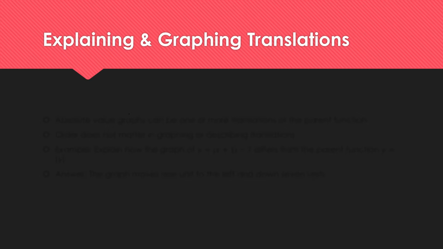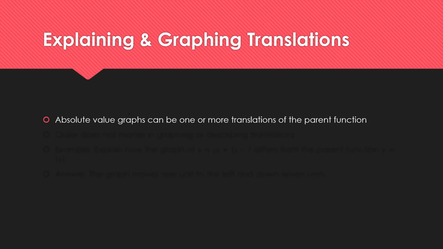When you're explaining and graphing translations, the first thing you want to do is to realize that absolute value graphs can be one or more translations of the original parent function. When you're graphing and describing translations, your order of graphing does not matter.